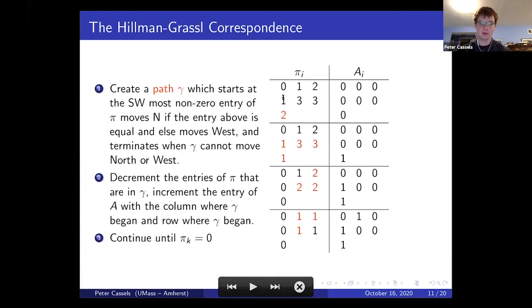Then we move upwards, north, if the entries are equal, and else we move west. And then we terminate our path when we can't move north or west anymore. So for example, at this first one, we can't move north because they're not equal, and we have nowhere to move west. So our path is just the single entry. So we decrement it over here. And now we can move north, and then we move all the way west.